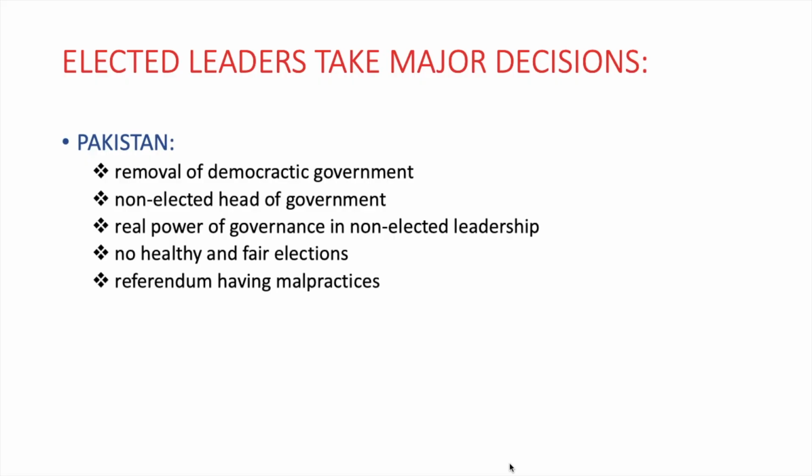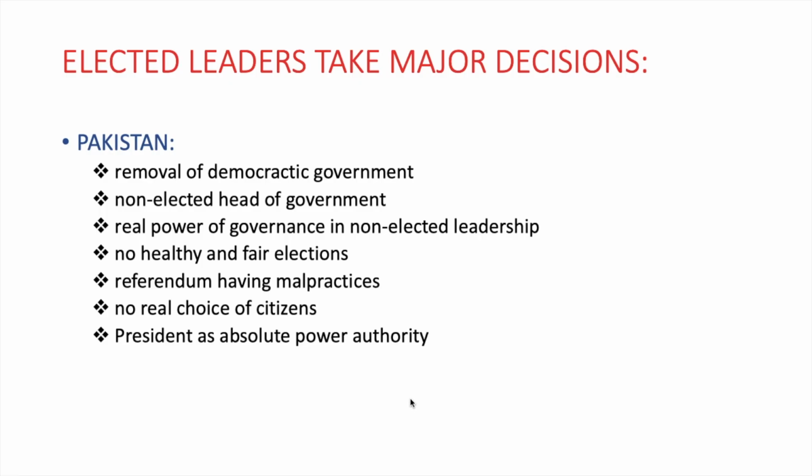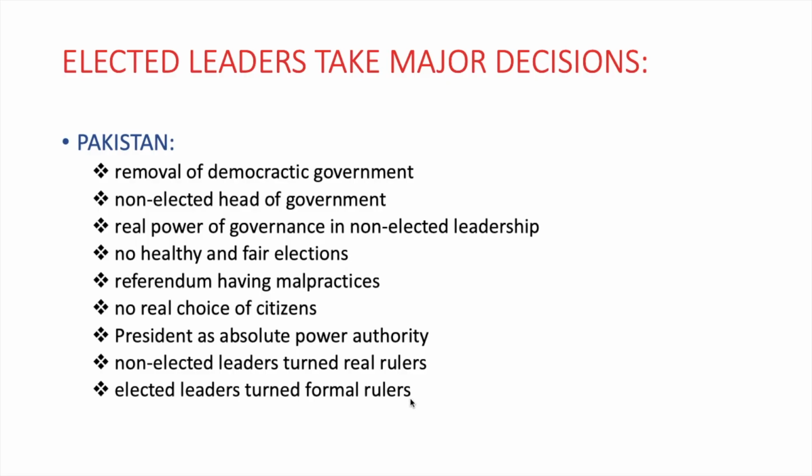Can you again point out the problem in this system? There is concentration of power in one person who is not elected by people. He became the absolute authority with no one to keep a check on him. Moreover, the elected leaders in national and provincial assemblies were not the real rulers and did not have significant decision-making powers. The elected leaders became the formal rulers while the non-elected ones became the real rulers. This is not called the people's rule, which is an essential element of democracy.